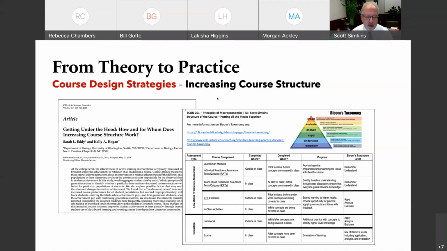There's a piece there, Getting Under the Hood, by Eddy and Hogan, that showed when you increase structure in courses, it really helps the students who perhaps bring the least preparation or least background about studying into the course: underrepresented groups, first-generation students, and a variety of others. It has a differential impact. It helps everyone, but it especially helps those students.